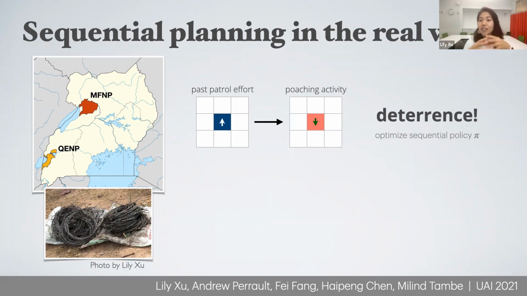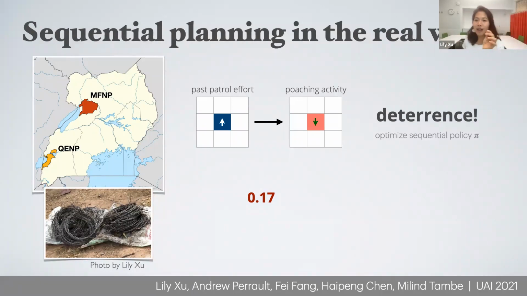So now we have to figure out not just where we should go that maximizes poaching threat, but what is a sequential policy that we have to consider. However, if we want to use a technique like reinforcement learning, we'd have to model the environment with some simulator. So we have to define our model and learn estimates of all these parameters.